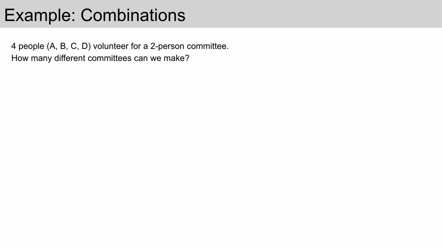Finally, consider our third combinatorial tool, combinations. For example, suppose 4 people, A, B, C, and D, volunteer for a 2-person committee. How many different committees can we make? Writing out the options, there are 6 possibilities, and these reflect 2 important properties.